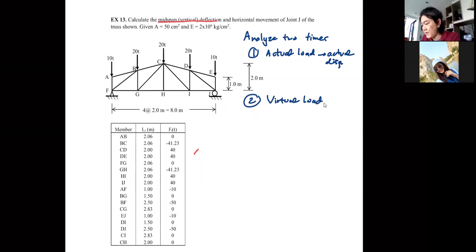Let me say again, apply the virtual load at the location that you want to know the deflection of the truss and in the direction that you want to know. The most important thing is to analyze the truss twice separately, okay? You have the actual load, purely actual load.